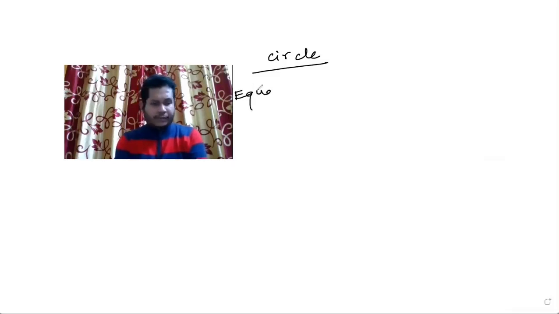So we'll first start with the first one, that is a circle. A circle is a very easy part. The 2D concept you have already done in your class 10. Now the basic equation of a circle that we'll see here: equation of a circle with center (h, k).